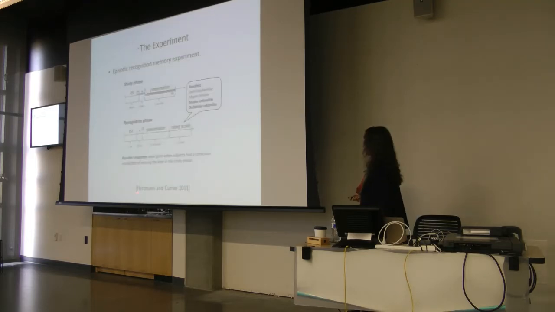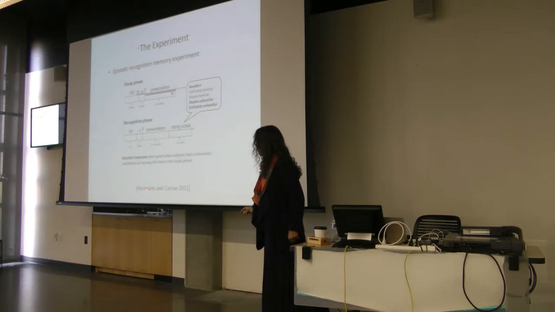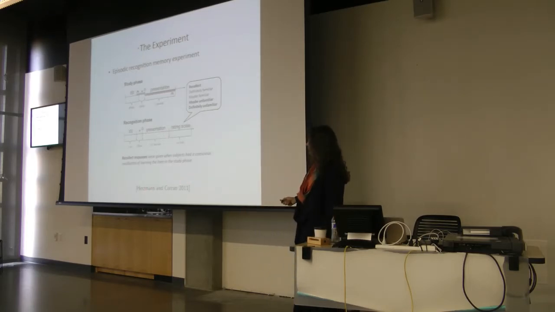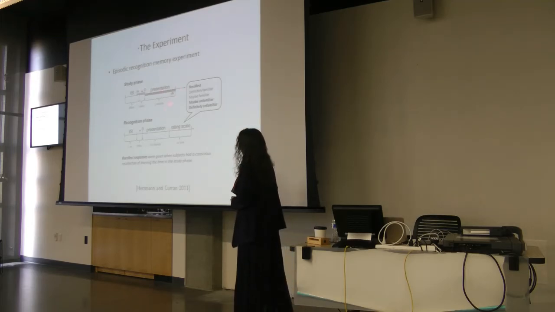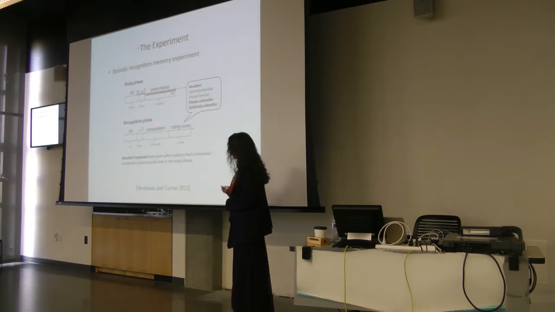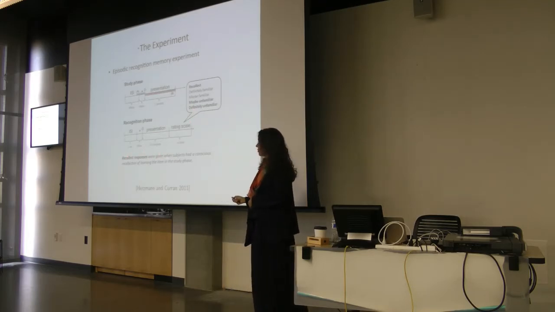Okay, so the data were collected by Tim Curran and Britt Hertzman many years prior, so obviously not online, in an episodic recognition memory experiment. They had a study phase and a test phase, a recognition phase. They were presented with pictures of cars and pictures of birds. During the test phase, they have to give one of these five labels to the tested images: recollect, definitely familiar, maybe familiar, maybe unfamiliar, and definitely unfamiliar. Importantly, recollect responses were to be given when the subjects had a conscious recollection of learning the item in the study phase.